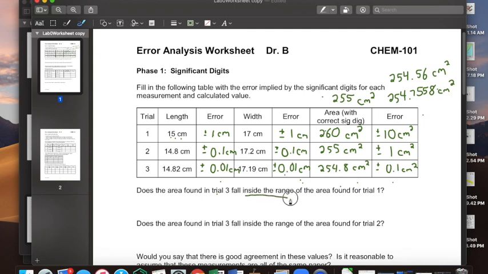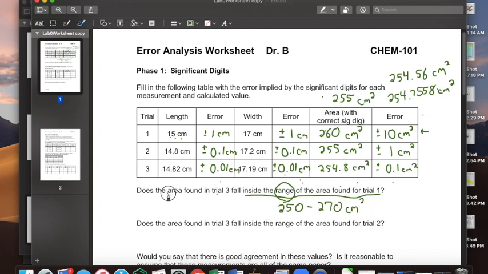All right, so these questions over here: does the area found for trial 3 fall inside the range of the area found for trial 1? So I think the problem here is students don't understand what that means. What's the range of the area found for trial 1? So here is trial 1, and we are saying that it's 260 plus or minus 10 centimeters squared. So the range for that, if it's 260 plus or minus 10, the range is between 250 and 270 centimeters squared. So that is the range.